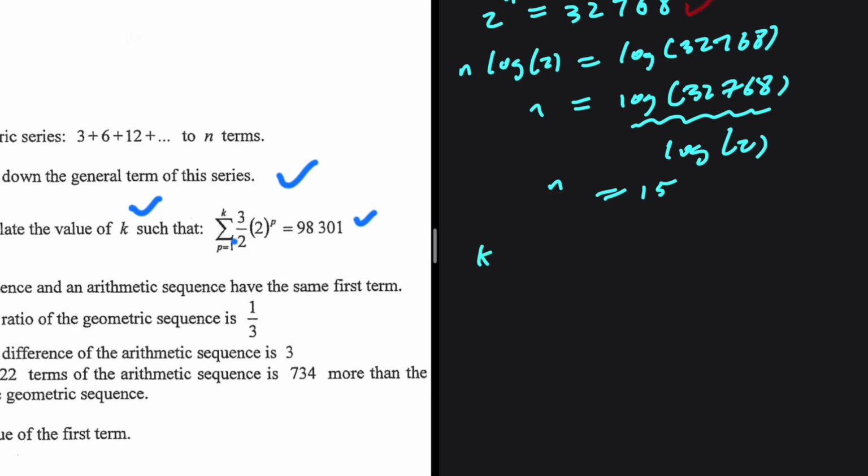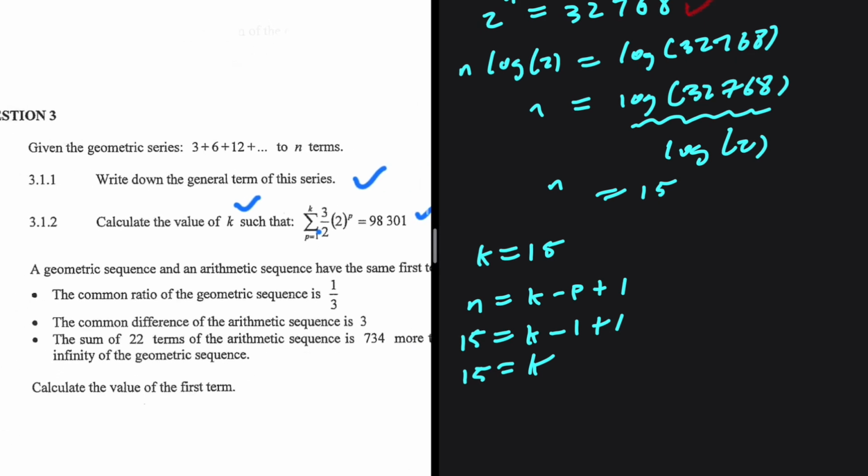The value of k is supposed to be equal to 15, such that we have a sum of 98,301. n is equal to k minus p plus 1. n is 15, p is 1, plus 1. So it's easy to see that 15 is equal to k. Right, so that is 3.1.2.